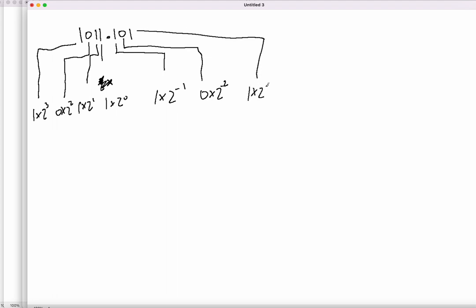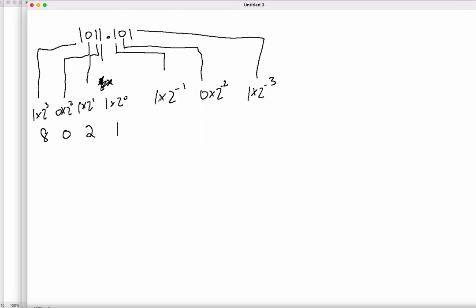1 times 2 to the minus 3. So let's think about what this is. 1 times 2 to the 0 would be a 1. 1 times 2 to the first would be a 2. 0 times 2 squared would be a 0. 1 times 2 to the third is an 8.